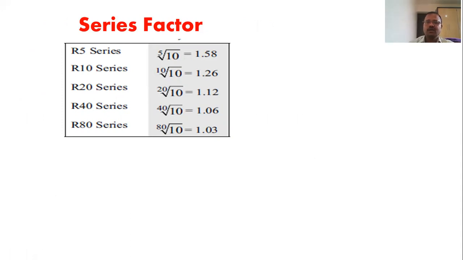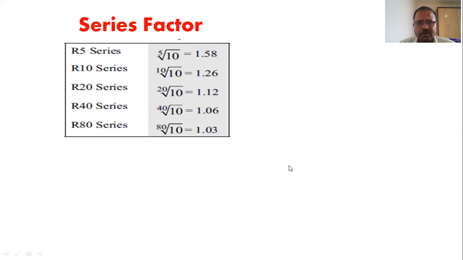First of all, we calculate the series factor for each series. If it is R5 series, then it is calculated as the 5th root of 10, so we get 1.58. In a similar manner, if it is R20 series, then the 20th root of 10. If it is R80 series, then the 80th root of 10. So there will be an increment in R5 series of 58%, R10 series 26%, then 12%, 6%, and 3% in the products in the respective series.